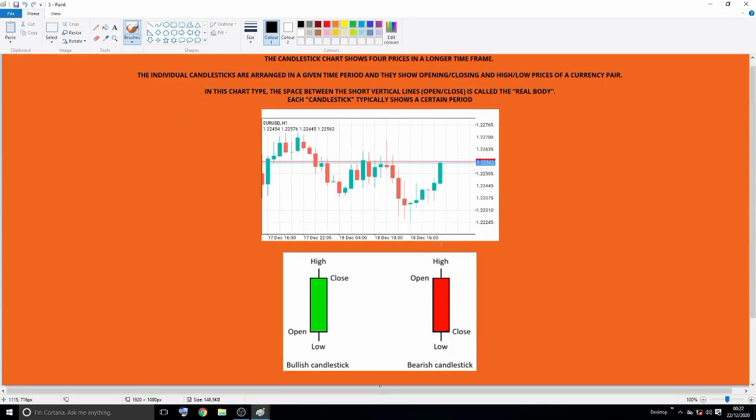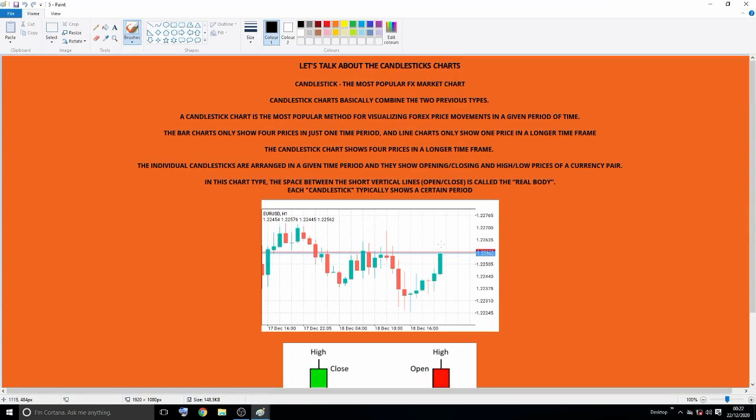So let's talk about the candlestick chart. The candlestick chart, the most popular FX market chart. So this chart is the most popular, is the most used, and when you log into your MetaTrader 4, it's basically the default chart. You get that chart.